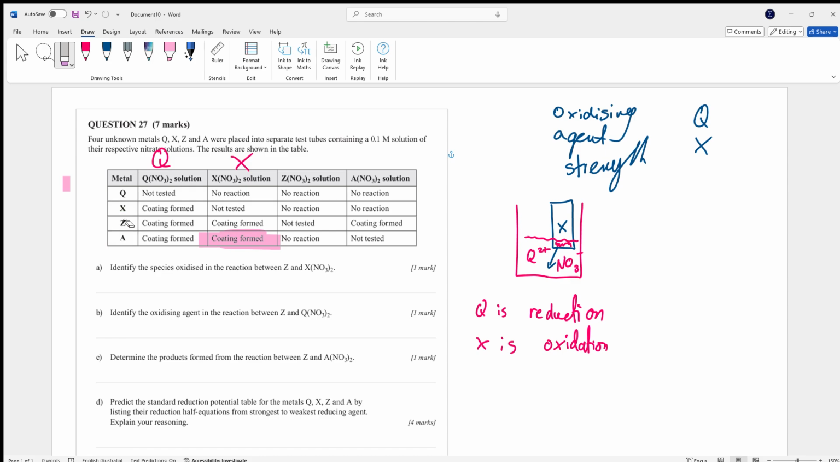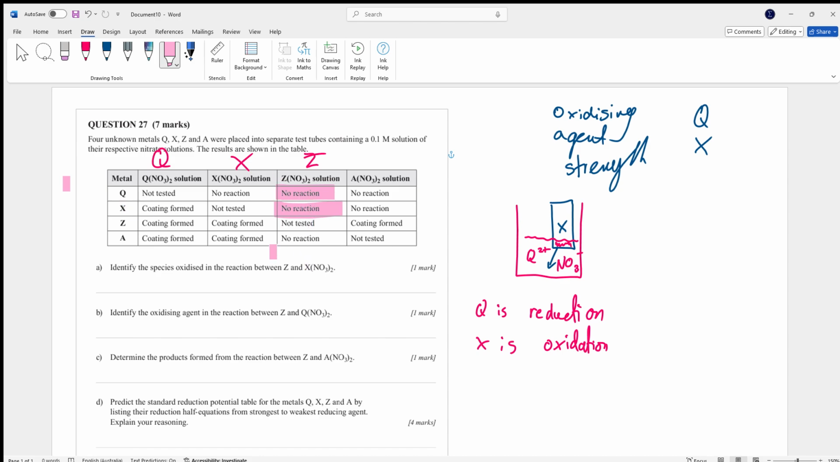Alright, then we go to the next bit. If we look at Z, we can see there is no reaction, because Z is a weaker oxidizing agent than Q and X. So that makes sense why there's no reaction there.